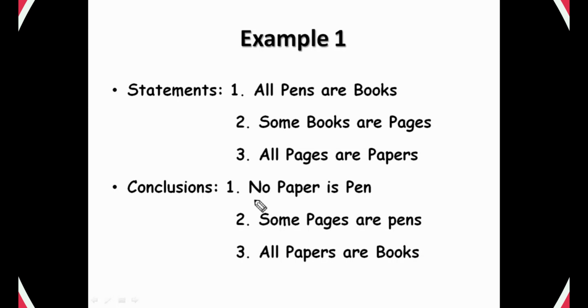So first go to the conclusion: paper and pen. Which statements do we have to combine to get the conclusion? Pen is here and paper is here. To get the relation between pen and paper, we have to combine the first, second and third. That means we have to combine all three to get the relation between pen and paper.